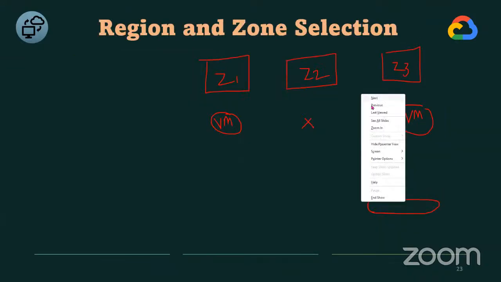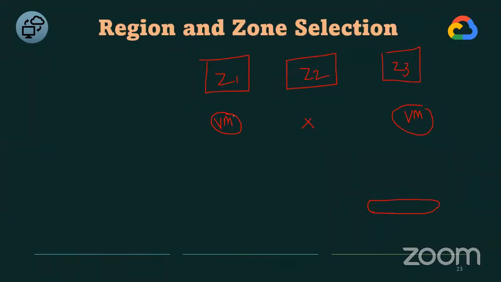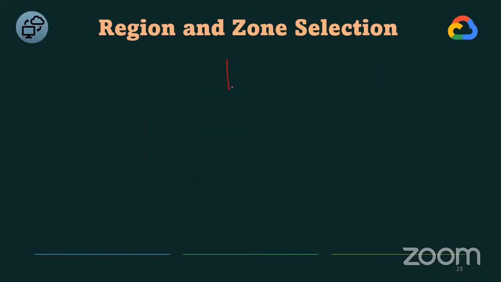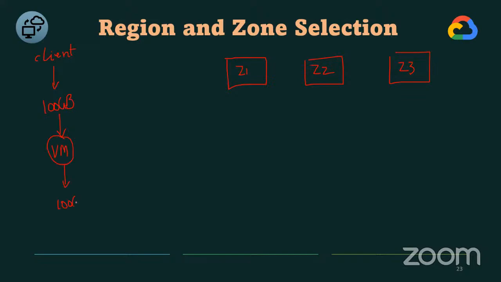So the very first thing you have to understand is that the resources that are there in zone 1 may not be available in zone 2, may be available in zone 3, may not be available in zone 4. So what do you have to do? You have 3 zones here, guys. Assume the same example: your client has given you 100 GB of data, and you want to create a virtual machine and store that 100 GB of data inside it.